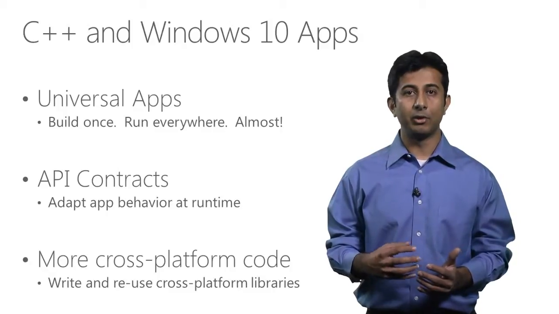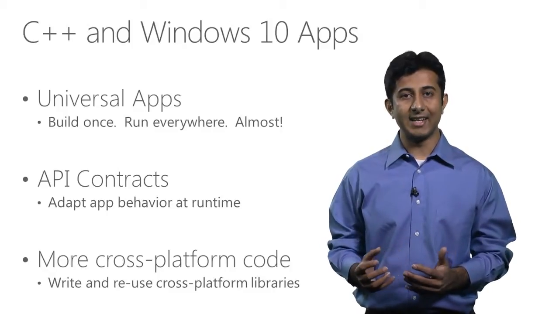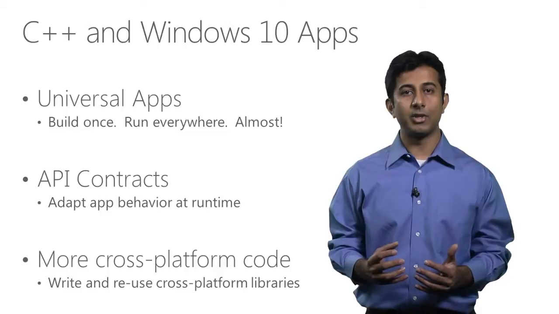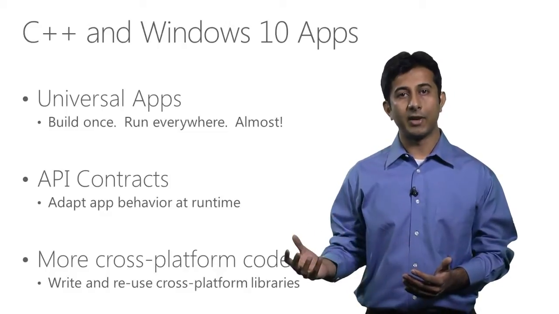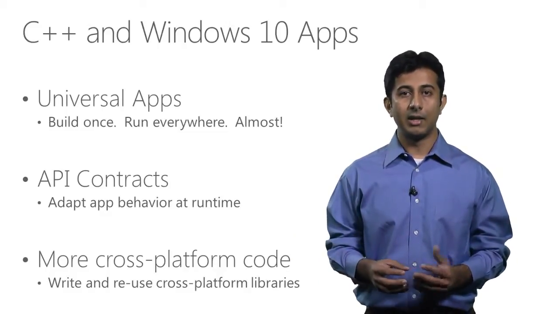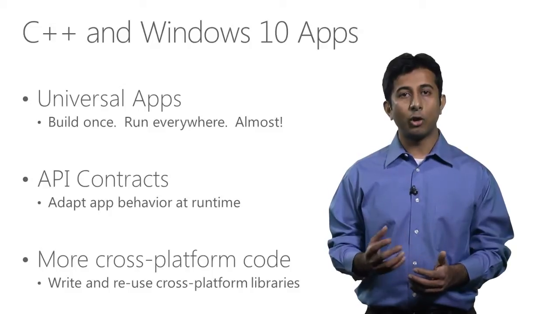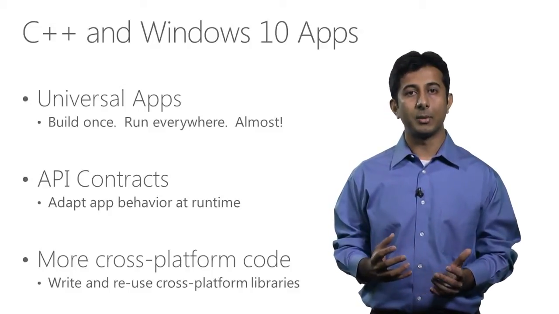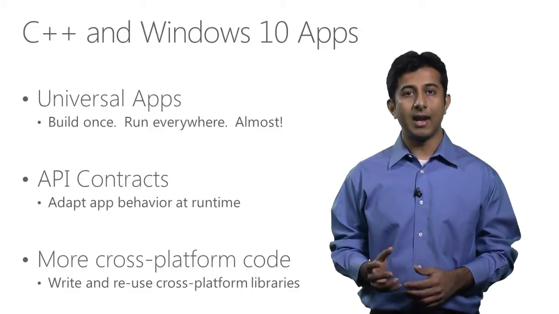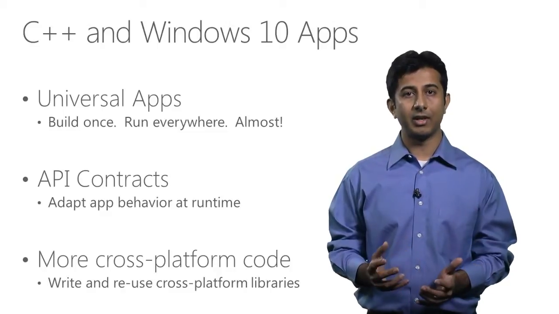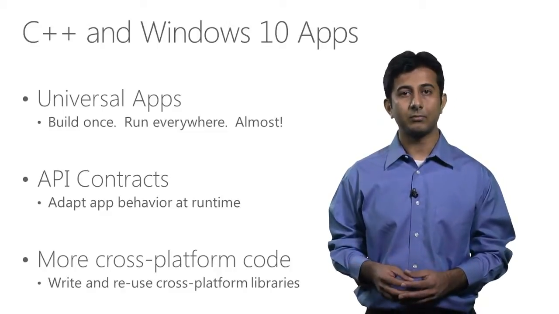Windows 10 allows your app to declare what all API contracts it needs, and it can then use this information to determine which all devices your apps can run on. In addition to this, API contracts also allow you to check for the presence of some device capability at runtime and dynamically change the app's behavior at runtime based on this information.